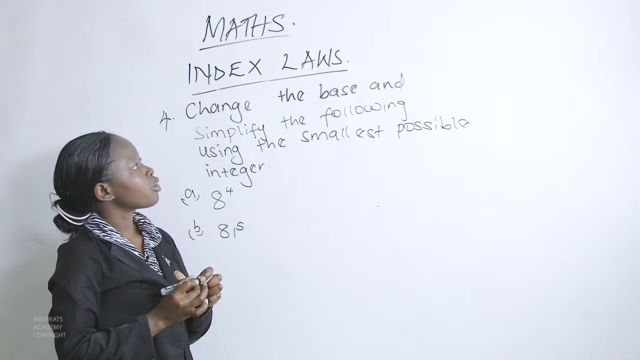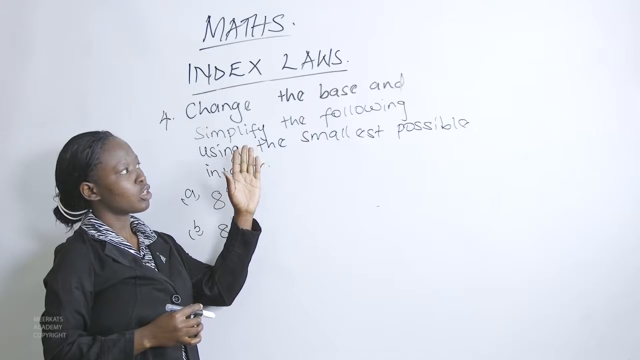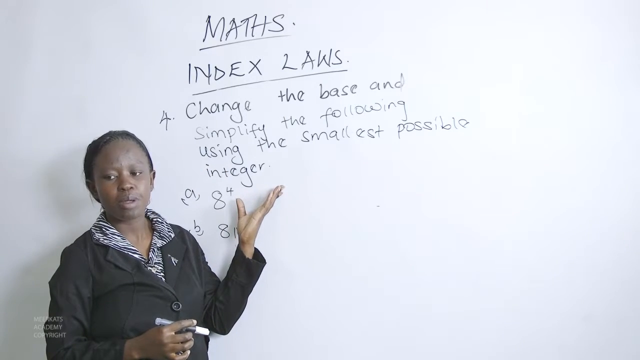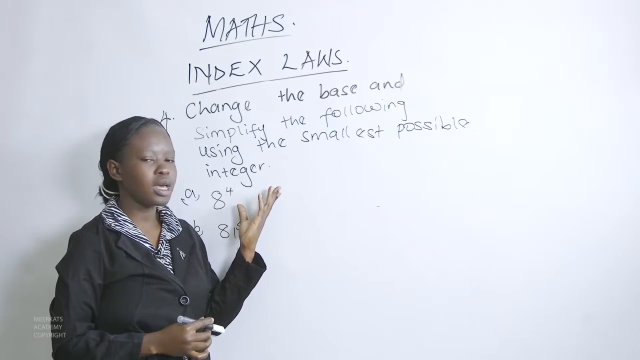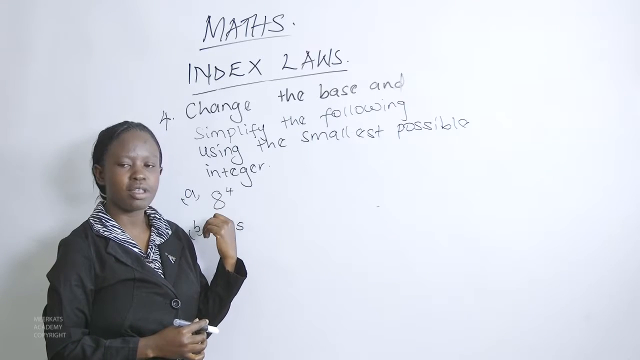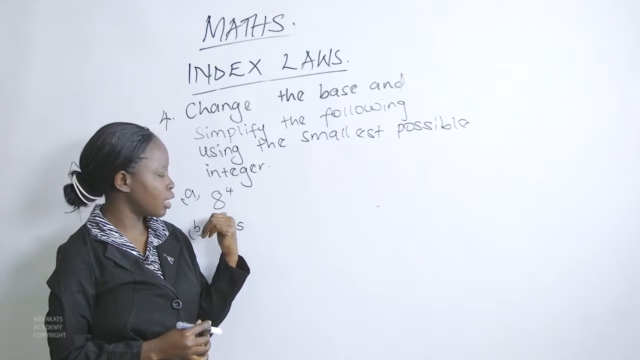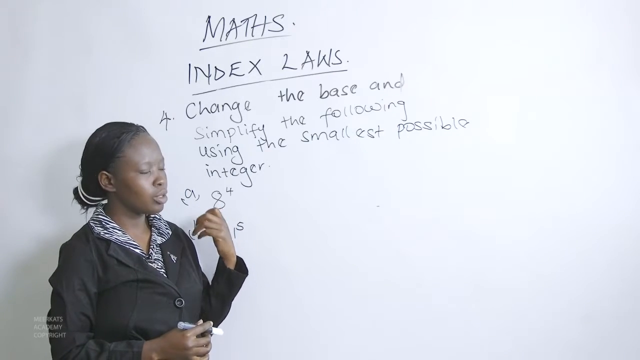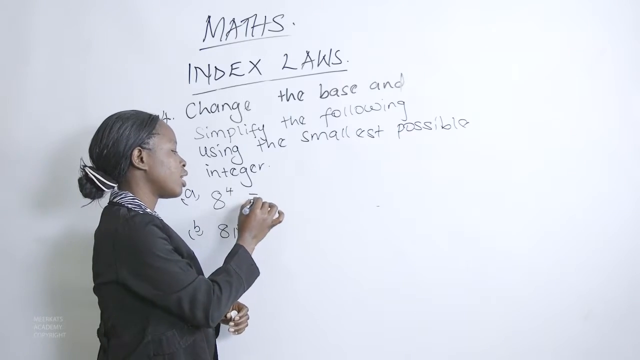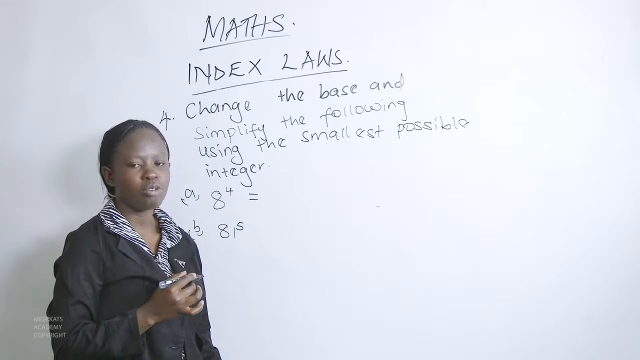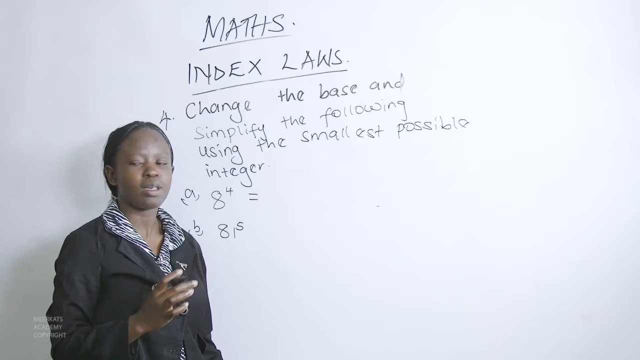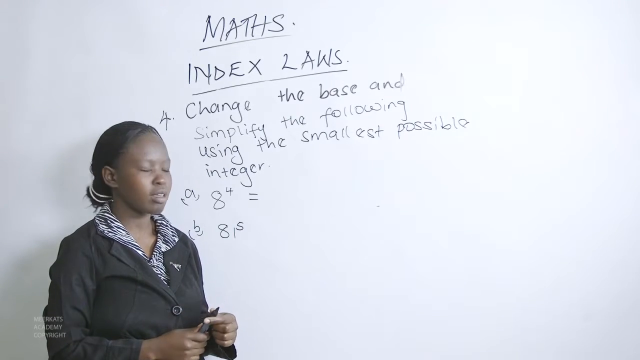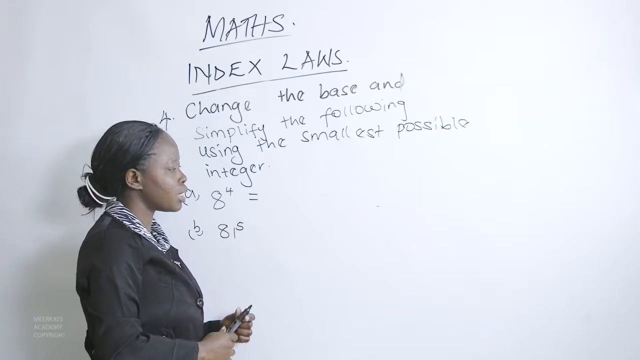So we have the question whereby we are asked to change the base and simplify using the smallest possible integer. So we need to find out what is the smallest possible integer making up the number that we have. Then we simplify our equation. So we have 8. This means that we have to get the knowledge of the factors that are making up 8, so that we find out which is the smallest factor that is making up 8.